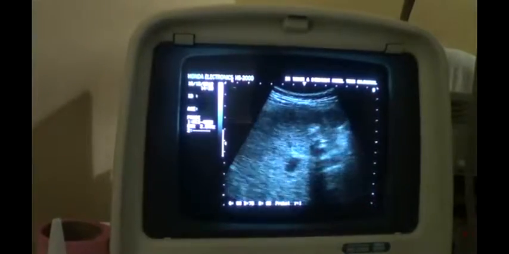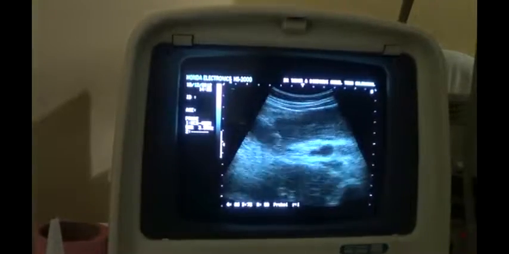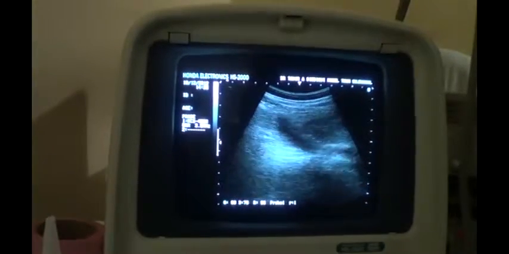So this is a study of advanced stage liver cirrhosis. This is the gallbladder, normal.